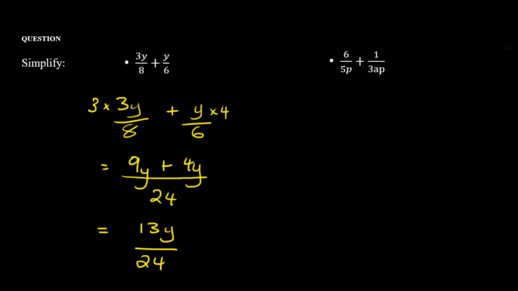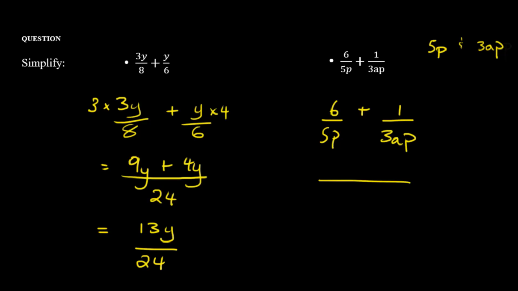In our second example, we have 6 over 5p plus 1 over 3ap. So the question is, what number can 5p and 3ap both go into? What's their LCM? Well, if we look closer at the numbers 5 and 3, both can go into 15. So we know that in terms of constants, it would be 15. And p can go into ap. So that means ap would be the LCM of p and ap, since both of them can go into it. So 15ap is our LCM.